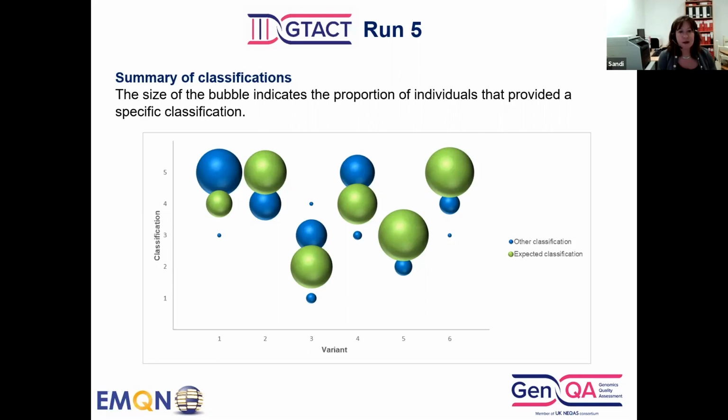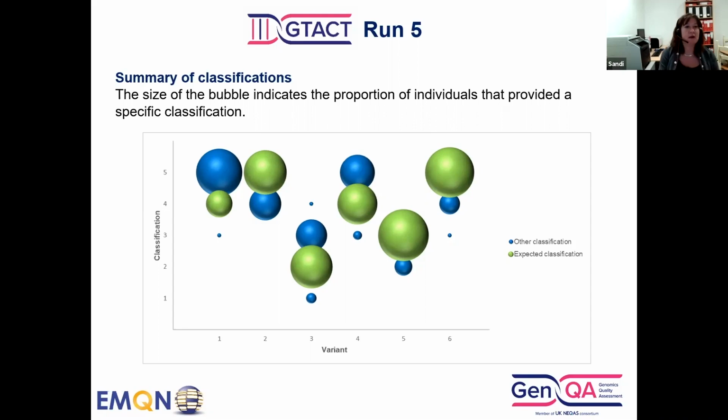Variant 5 is the closest to having standardization, whereby a real majority of individuals classified it as expected as a UV variant, with a smaller number classifying it as a 2. And again, we've got quite a close cluster on variant 6, whereby most individuals classified it as pathogenic. So I think it's very clear here that we're seeing across the runs that we have provided over the years that we're getting larger bubbles, which is great. We can see consistency and a much smaller spread.